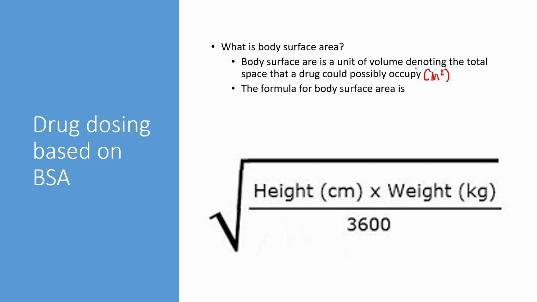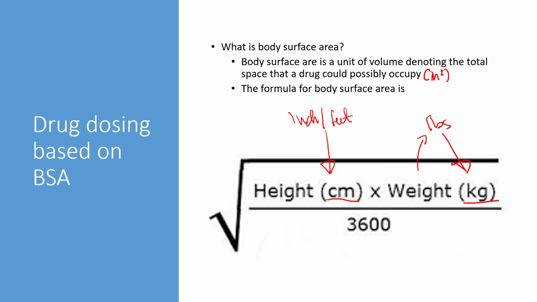Okay, and the formula for body surface area is height in centimeters times weight in kilograms over 3,600. Okay, class, please take note of the unit. It is centimeters and it is in kilograms. Do not forget. So most of the time you will be given problems like the patient's height is in inches or feet, while the patient's weight is in pounds. You have to convert it first to kilograms and to centimeters before you start your computations.